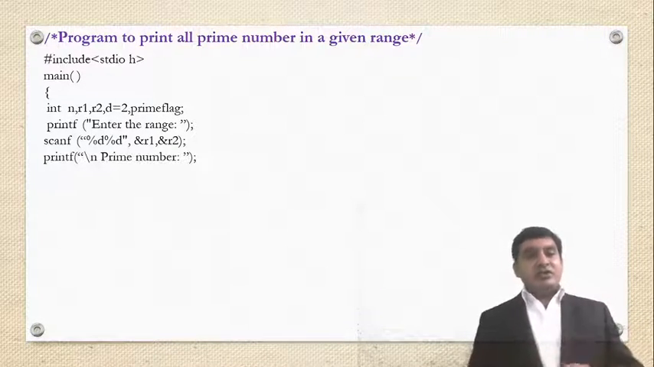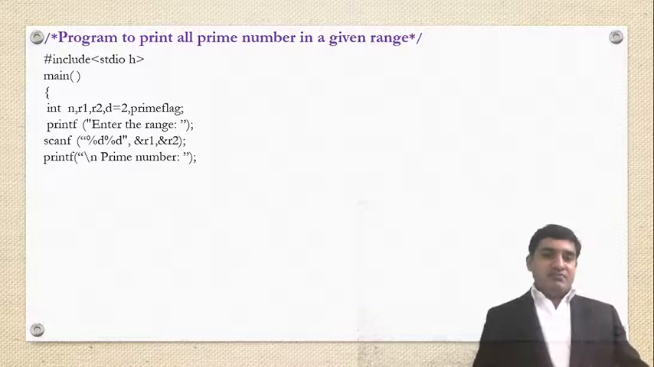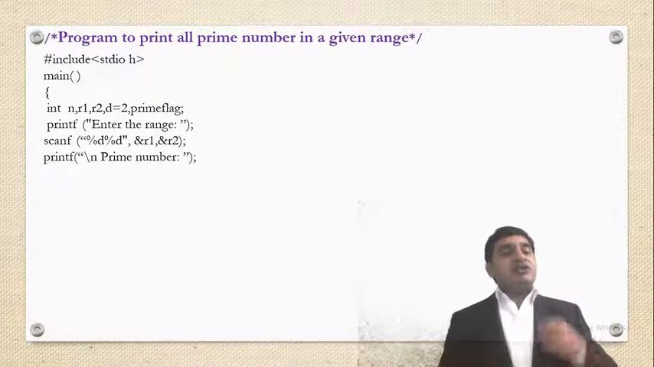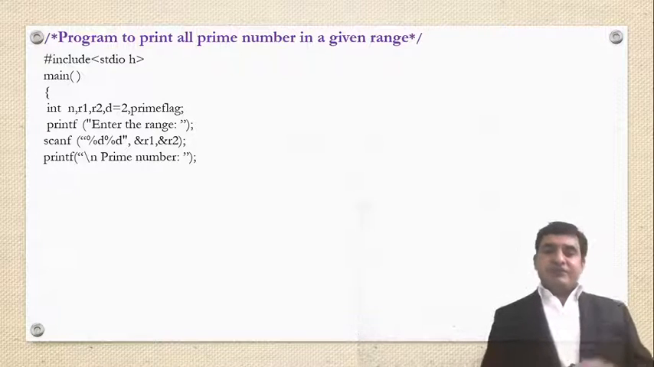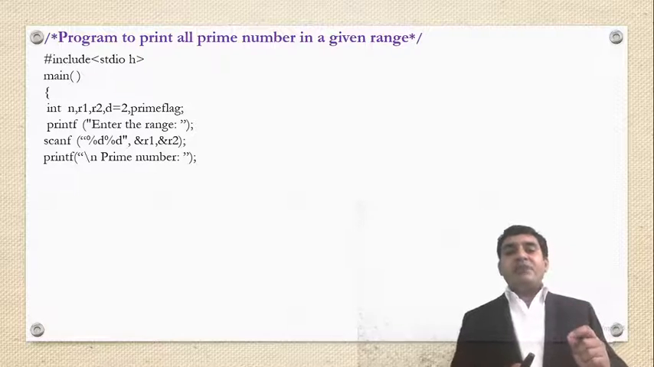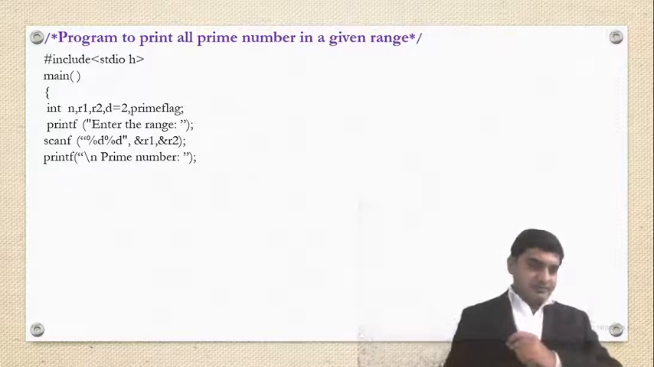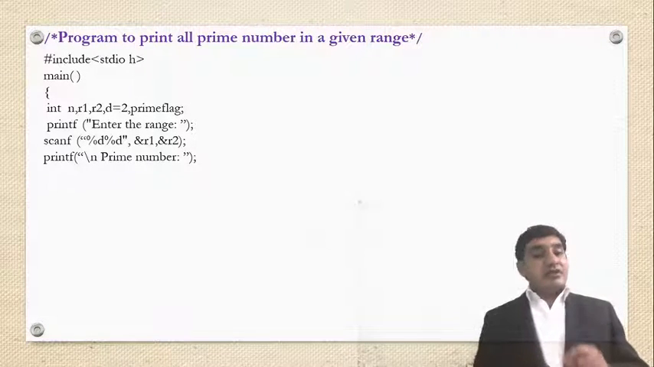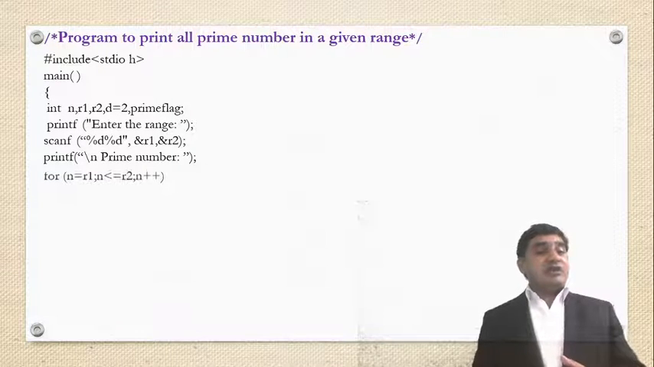Okay, now we have to print the prime numbers. So for that we use the output function printf. Okay, so slash n means new line, prime numbers. Okay, this message is displayed on the screen.